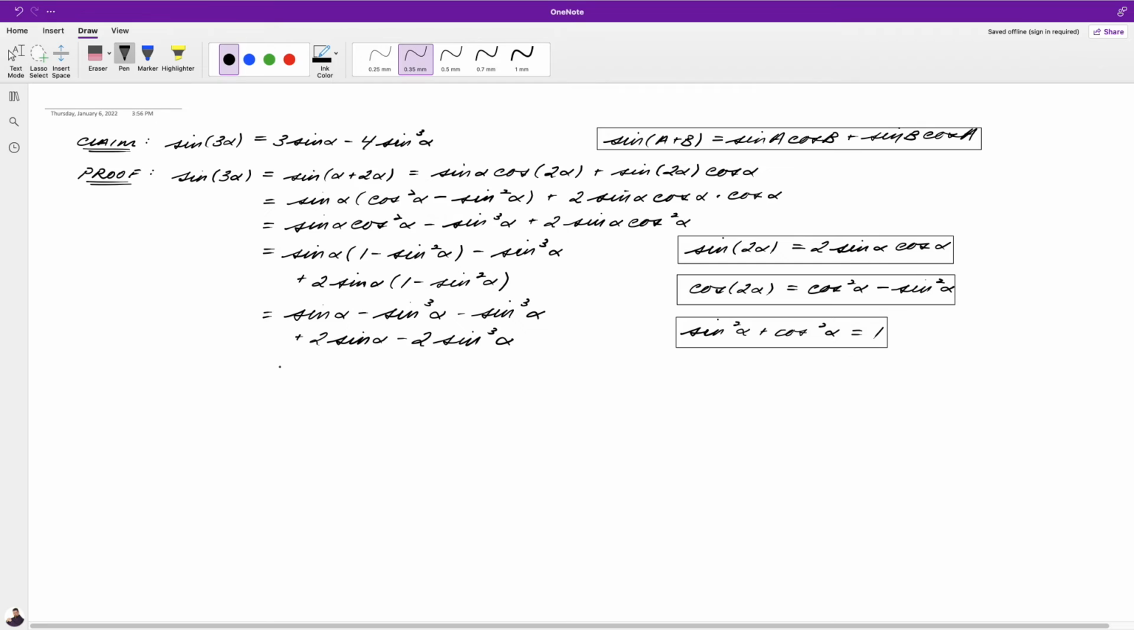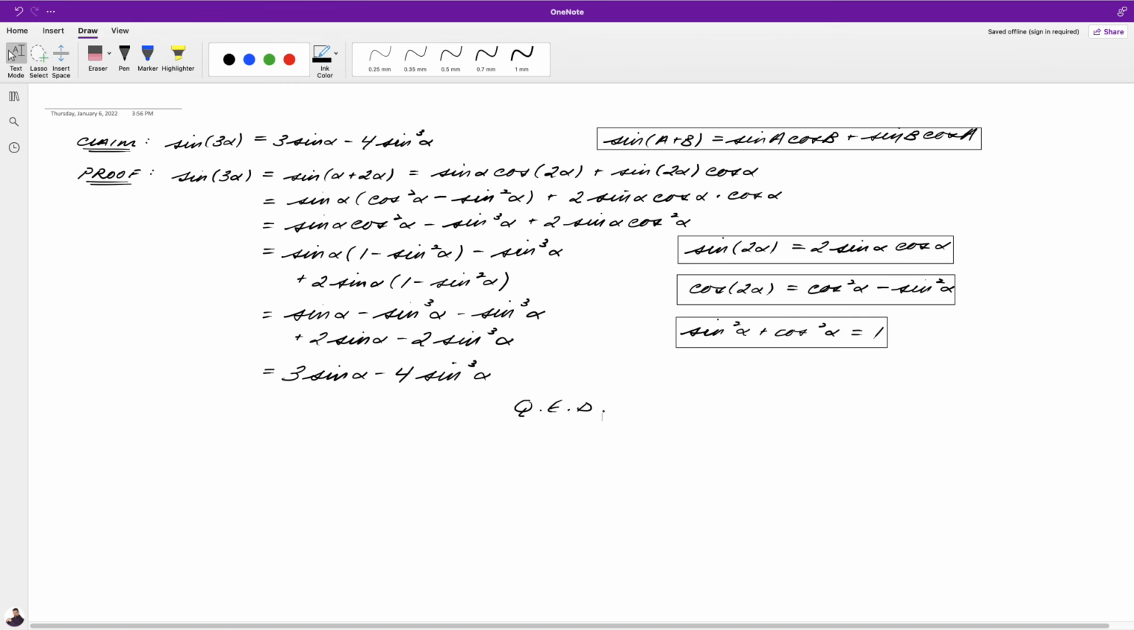Okay, and we are done. Sine alpha plus 2 sine alpha is 3 sine alpha. Negative sine cubed alpha minus sine cubed alpha minus 2 sine cubed alpha is minus 4 sine cubed alpha. There we go. Not so bad.